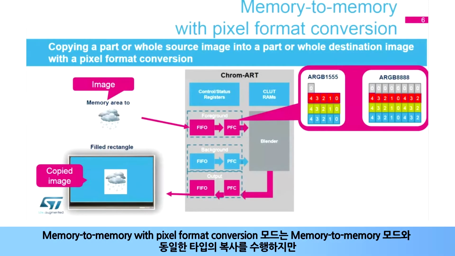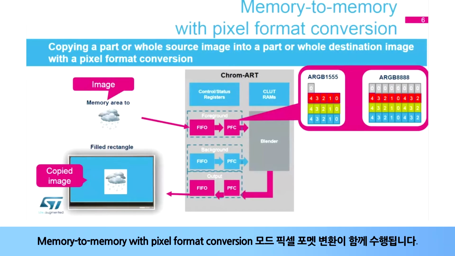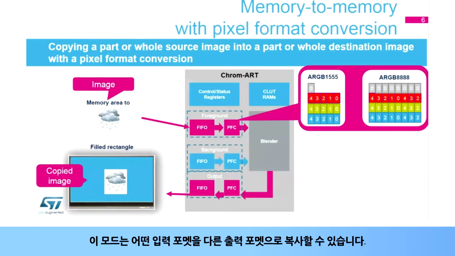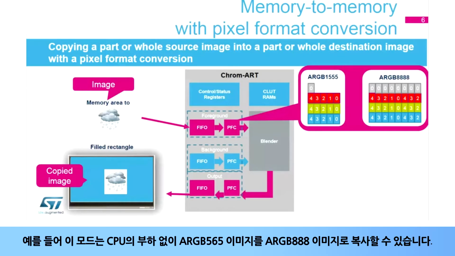Memory to memory mode with pixel format conversion is used to do the same type of copy as memory to memory mode, but with a pixel format conversion. It can copy any input format to any output format. For example, it can copy an ARGB 565 image into an ARGB 888 image without having to use the CPU.